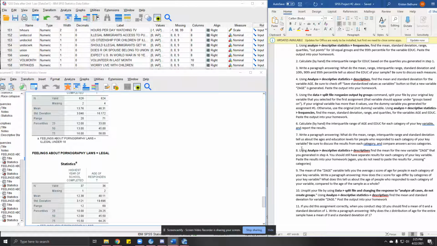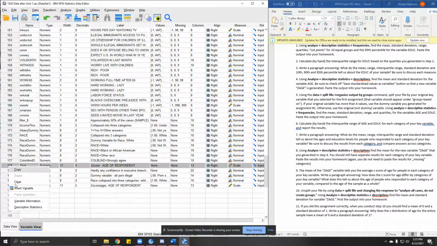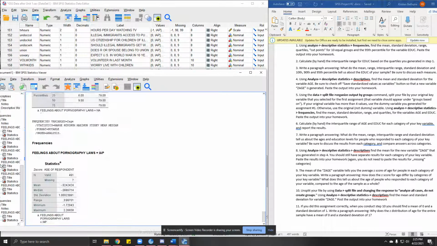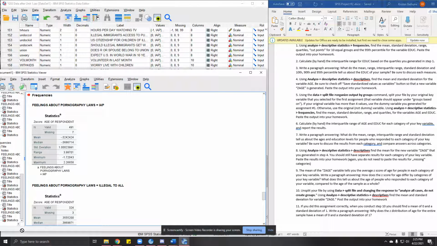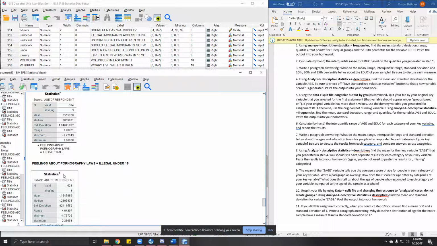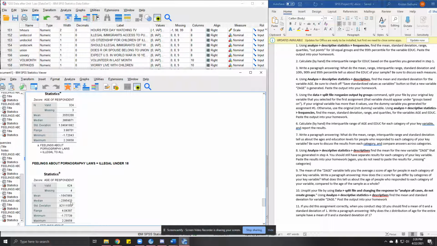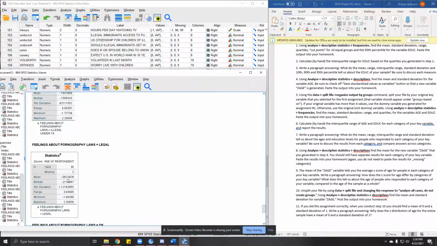Next thing we do is we are using ZAGE. So we are going to find the mean for ZAGE. Again, we're still split, so it should still give me this for each category, which it does. So I can look at illegal to all, what the mean is there, what the mean is here, and what the mean is there. And so how do the z-scores differ?